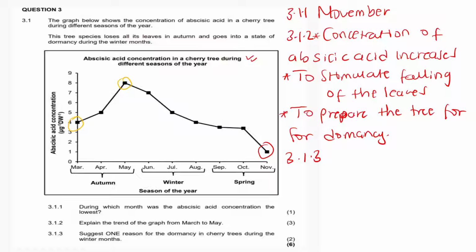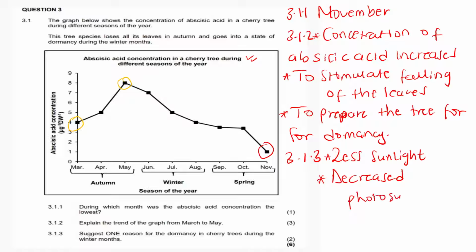Now 3.1.3, suggest one reason for the dormancy in cherry trees during a winter month. So we can say it is because we have less sunlight, and also we can say it is because of the decreased photosynthesis.